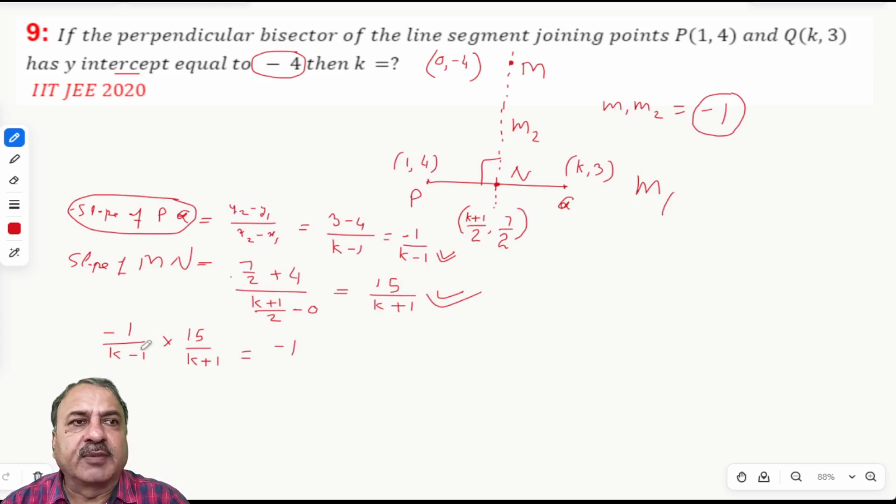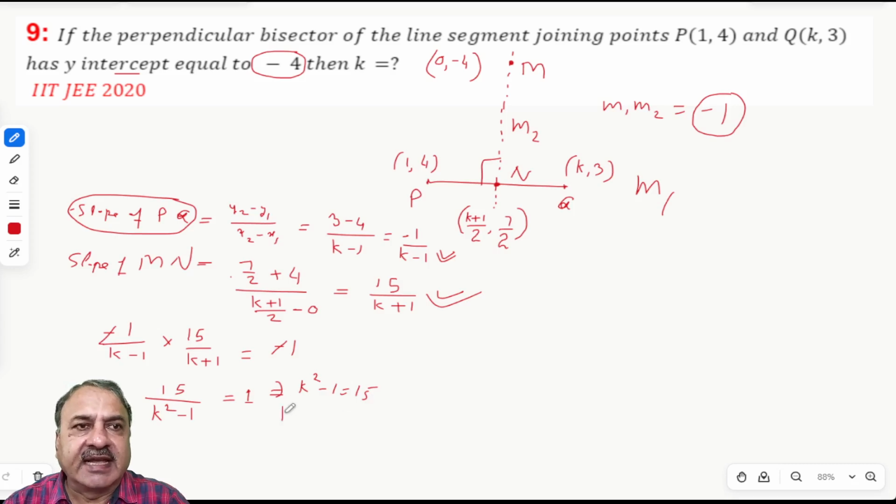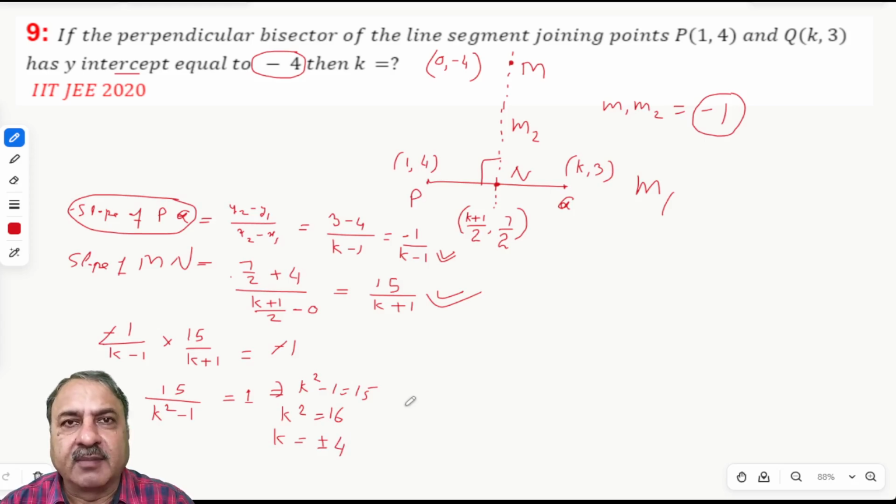So let's do it. Because the minus sign would get cancelled, we will get 15 upon (k minus 1)(k plus 1) equal to 1. We get k square minus 1, by cross multiplication, equal to 15. And it gives us k square equal to 15 plus 1, that is 16. Now k equal to square root of 16. Because we are taking the square root, we will use plus minus sign. So k equal to plus minus 4. So we are getting two values of k, 4 and -4.